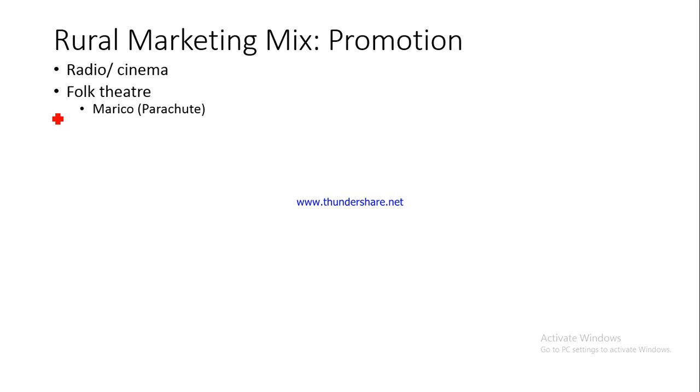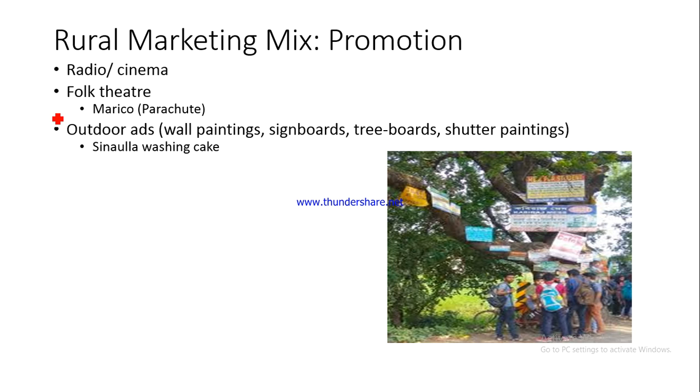So they may make use of these kinds of events to promote their product, and that was done by Parachute, the coconut hair oil by the Marico brand. Marico launched this particular product in the markets, Parachute, and for promoting it in the rural market, they made extensive use of folk theatre.